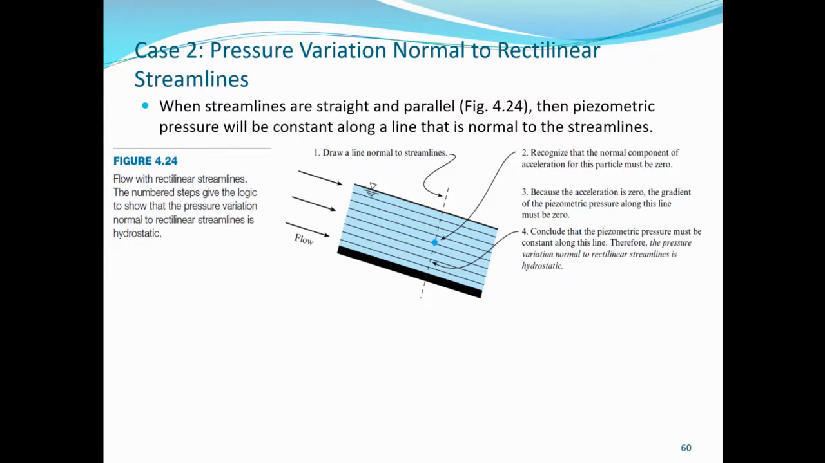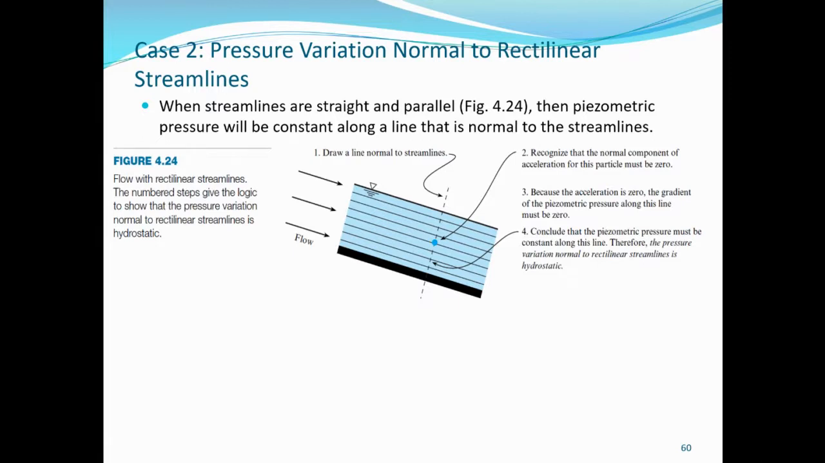We already examined that when it is straight, what happens? The variation along the streamline. Now, what about normal to the streamline? Normal to the streamline, the piezometric pressure will be constant along a line that is normal to the streamlines. But it is not constant along the streamline, that is tangential to the streamline. This we explained in case 1. Tangential to the streamline, the piezometric pressure can increase in the direction of flow if the particle is decelerating, slowing down, or it can decrease in the direction of flow if the particle is accelerating.